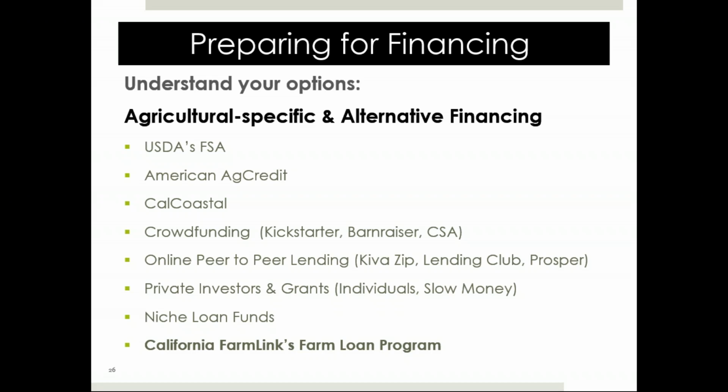There's also private investors and grants out there. There's an organization called Slow Money that gathers them together. There's niche loan funds out there as well. So FarmLink works with a couple of cooperatives, markets that have niche loan funds. One's called Briar Patch in the Nevada County area, where we work with the market in order to help finance some of the growers that supply to them.